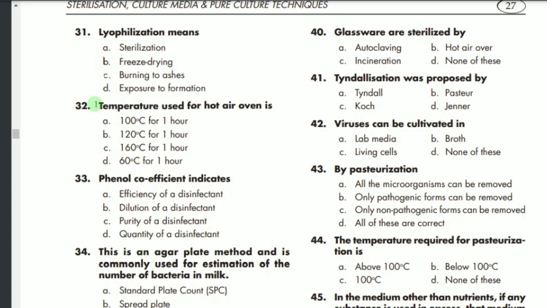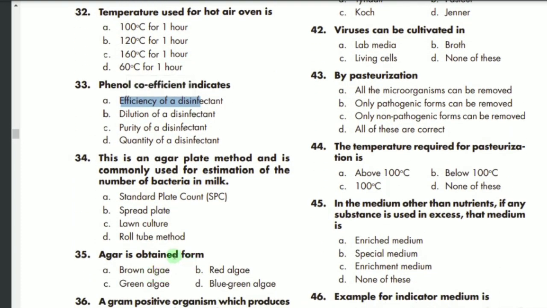MCQ 32 says the temperature used for hot air oven. In a hot air oven we mostly use 160 degrees Celsius for 1 hour. Okay, phenol coefficient indicates the efficiency of a disinfectant, which is the correct option. This is an agar plate method commonly used for the estimation of the number of bacteria. So we mostly use the standard plate technique, which is also called SPC, as the correct option.